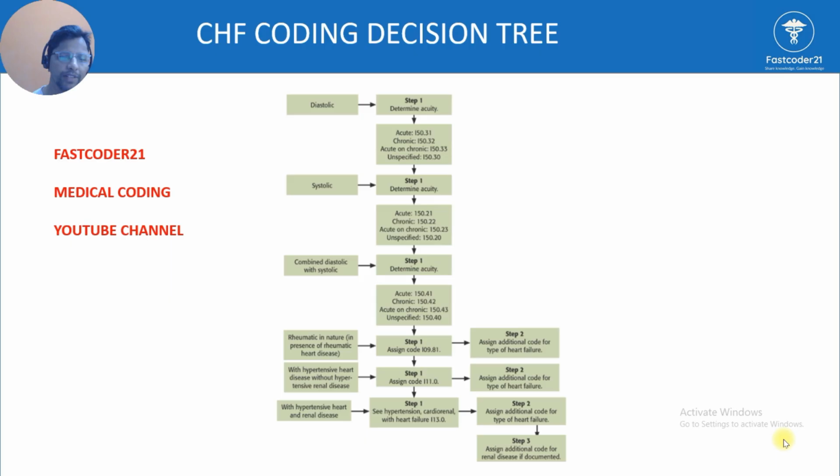For example, in the documentation, if we see the patient has hypertension, CHF, as well as kidney disease, at that time we need to check hypertensive cardiorenal disease with heart failure. This is the major combination code for hypertension, heart failure, as well as CKD: I13.0. In the second step, we need to code the type of the heart failure. In the third step, we need to code the type of renal disease based on the stage.